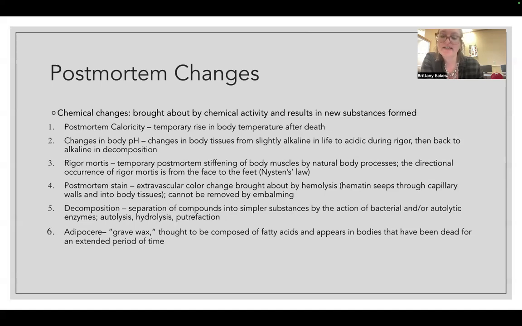Adipocere is a chemical change. It used to be called cemetery or grave wax, thought to be composed of fatty acids. It appears in bodies that have been dead for an extended period of time, and it has to do with pH changes as well. It can keep the body in stasis.